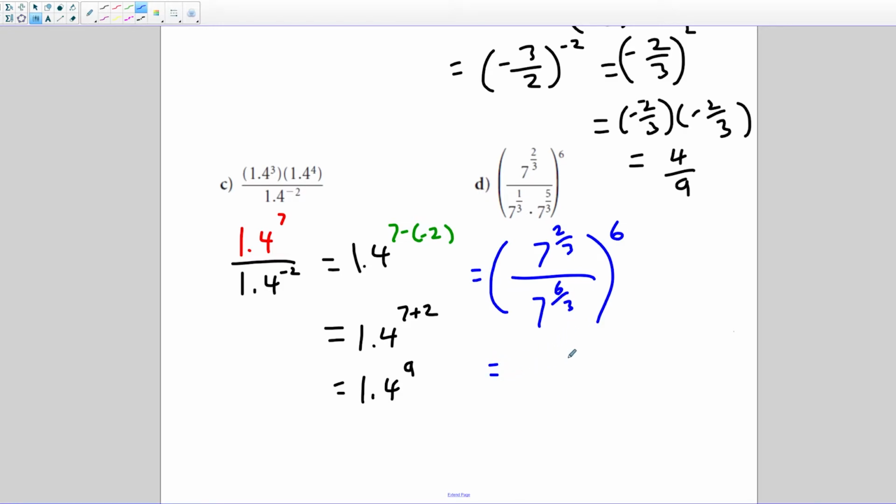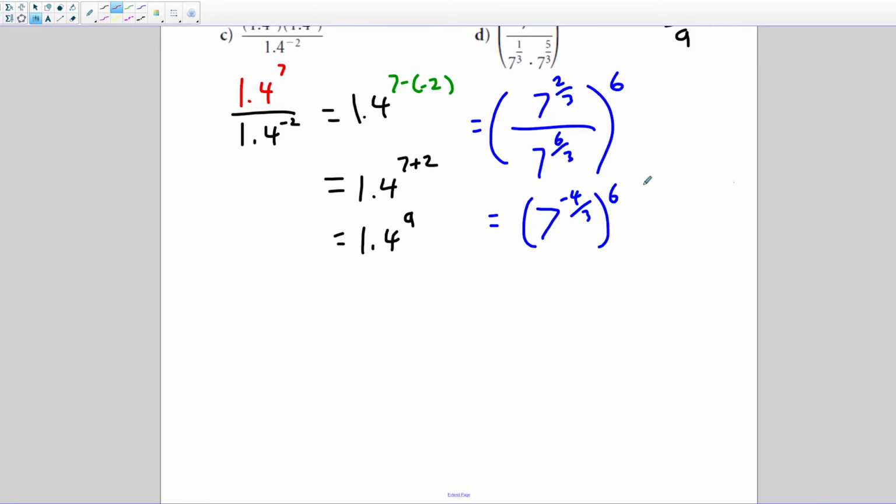So let's go and simplify what we have on the inside. So we're going to take 2/3 and we're going to subtract 6/3, which means that we're left with 7 to the power of -4/3 on the inside. We're still raising it to the power of 6.